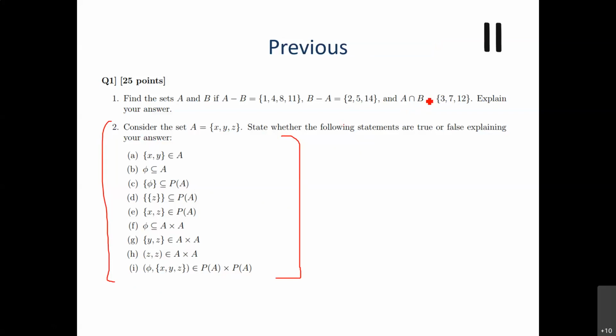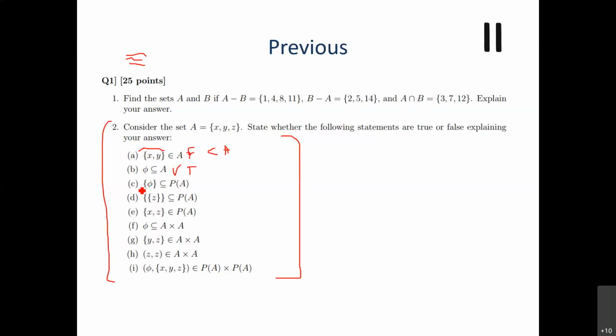Okay, let's do this. If you didn't finish them, that's fine. Just focus with me so you can check if your answers were right. So, part A. Does the set xy belong to A? We mentioned this before. This is false. X belongs to A, Y belongs to A, so the set xy is a subset of A. Part B: is phi a subset of A? Yes, that's true. Phi is a subset of anything.